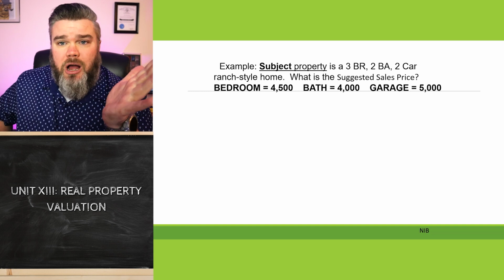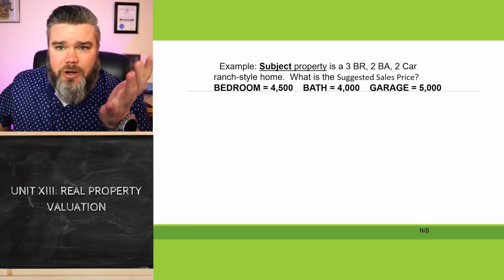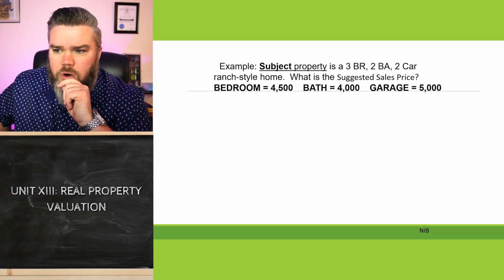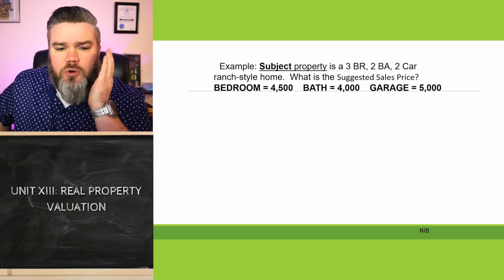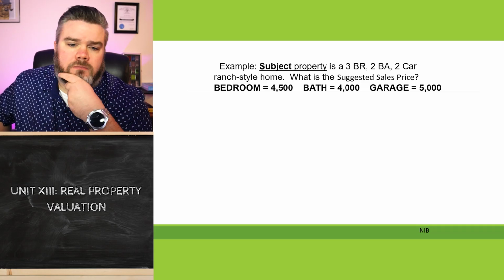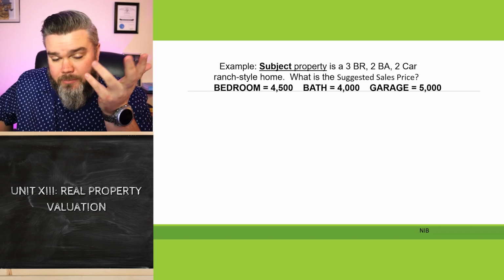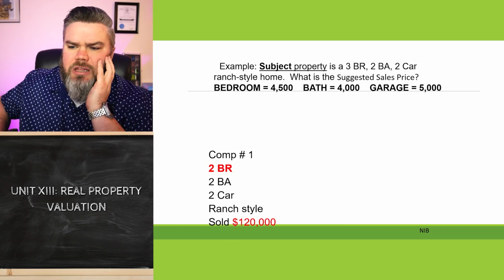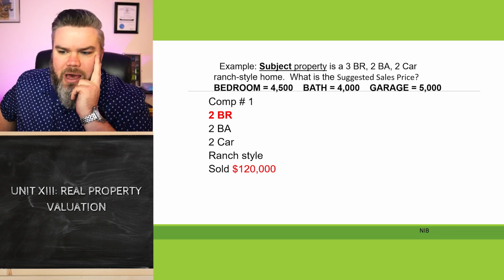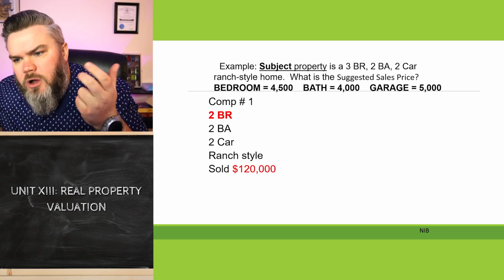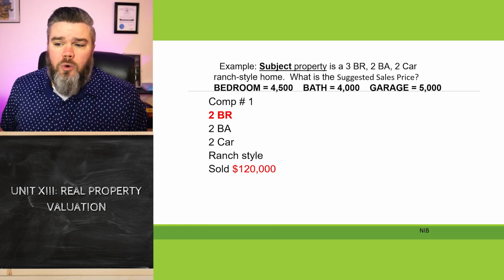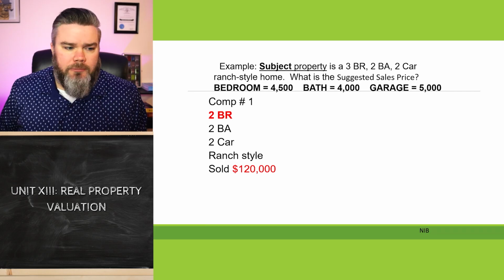But if we have a subject property that we're trying to determine a value of as an appraiser, or probable sales price as a broker, that's 3-bedroom, 2-bath, and it's a 2-car ranch style home, we're going to find multiple comparables as similar as possible in similar markets, recent sales, at least 3, no more than 6 months in the past. And so let's say that we take a look at comp number 1. And comp number 1 is a 2-bedroom, 2-bath, 2-car ranch style home, and we know it sold for $120,000. So here's the question. Is comp 1 superior or inferior compared to our subject property?